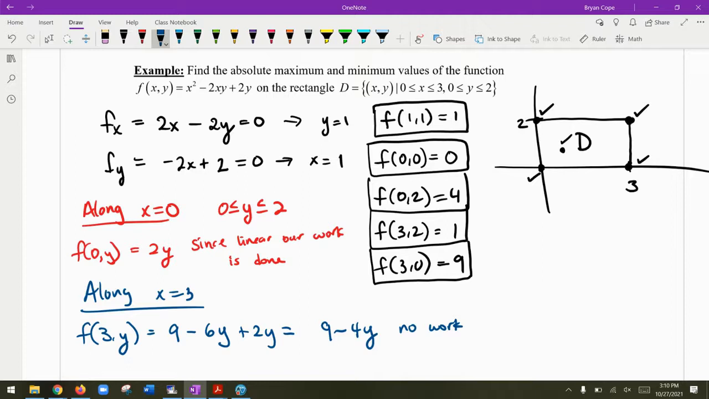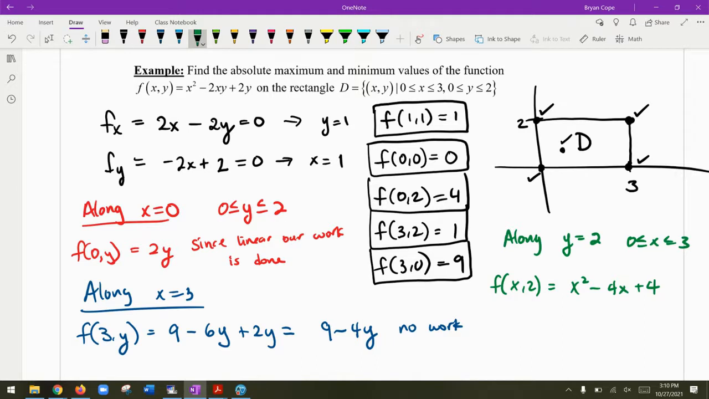Okay, now the other two, I promise, do provide something a little bit more interesting. Let's do the top one first. So along y equals 2 as x varies between 0 and 3. Thankfully, we've already checked the endpoints there, so we don't need to worry about that. But the function turns into x squared minus 4x plus 4. And that thing's not linear. So something interesting may happen on the region between 0 and 3.